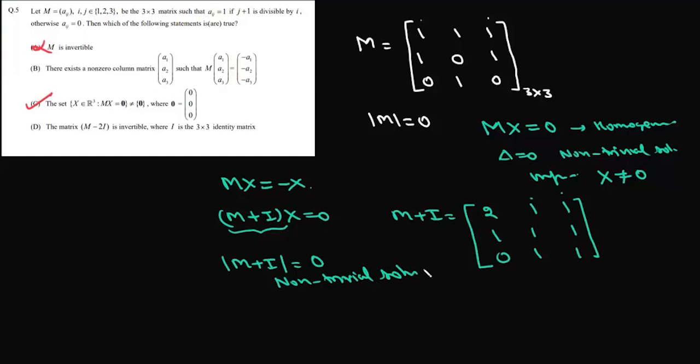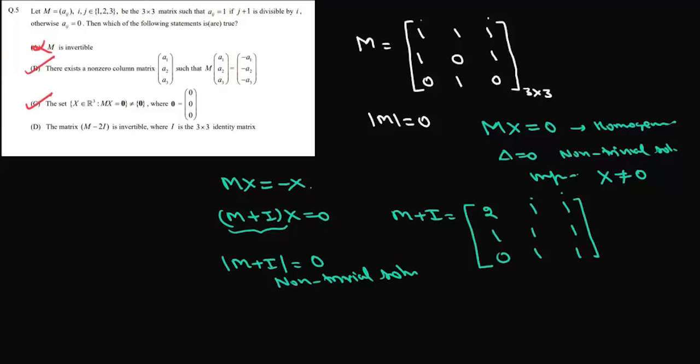And because it has a non-trivial solution, there exists a non-zero column matrix x such that Mx equals minus x. So that means option B is also correct. Now option D: the matrix M minus 2I is invertible, where I is the 3 cross 3 identity matrix.